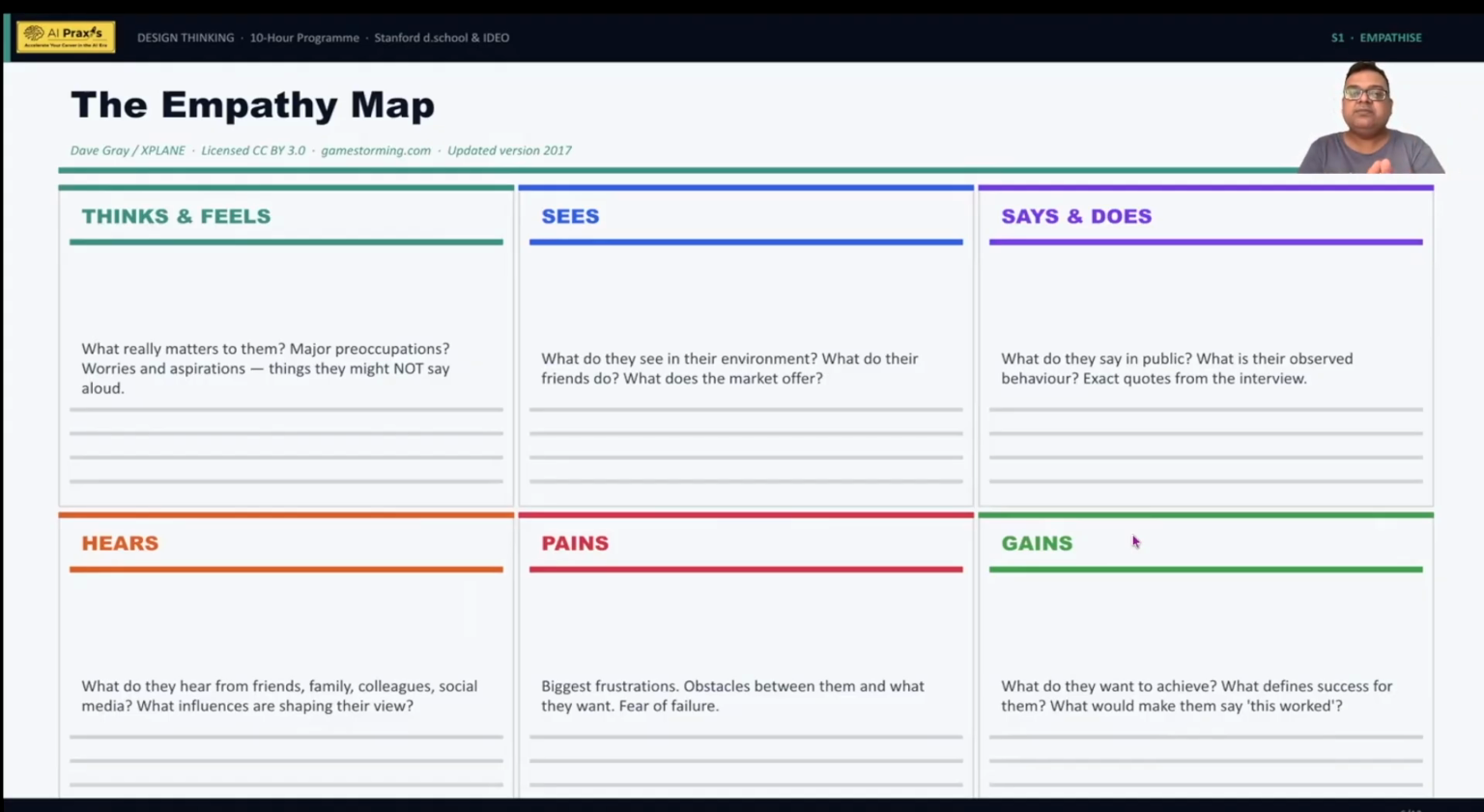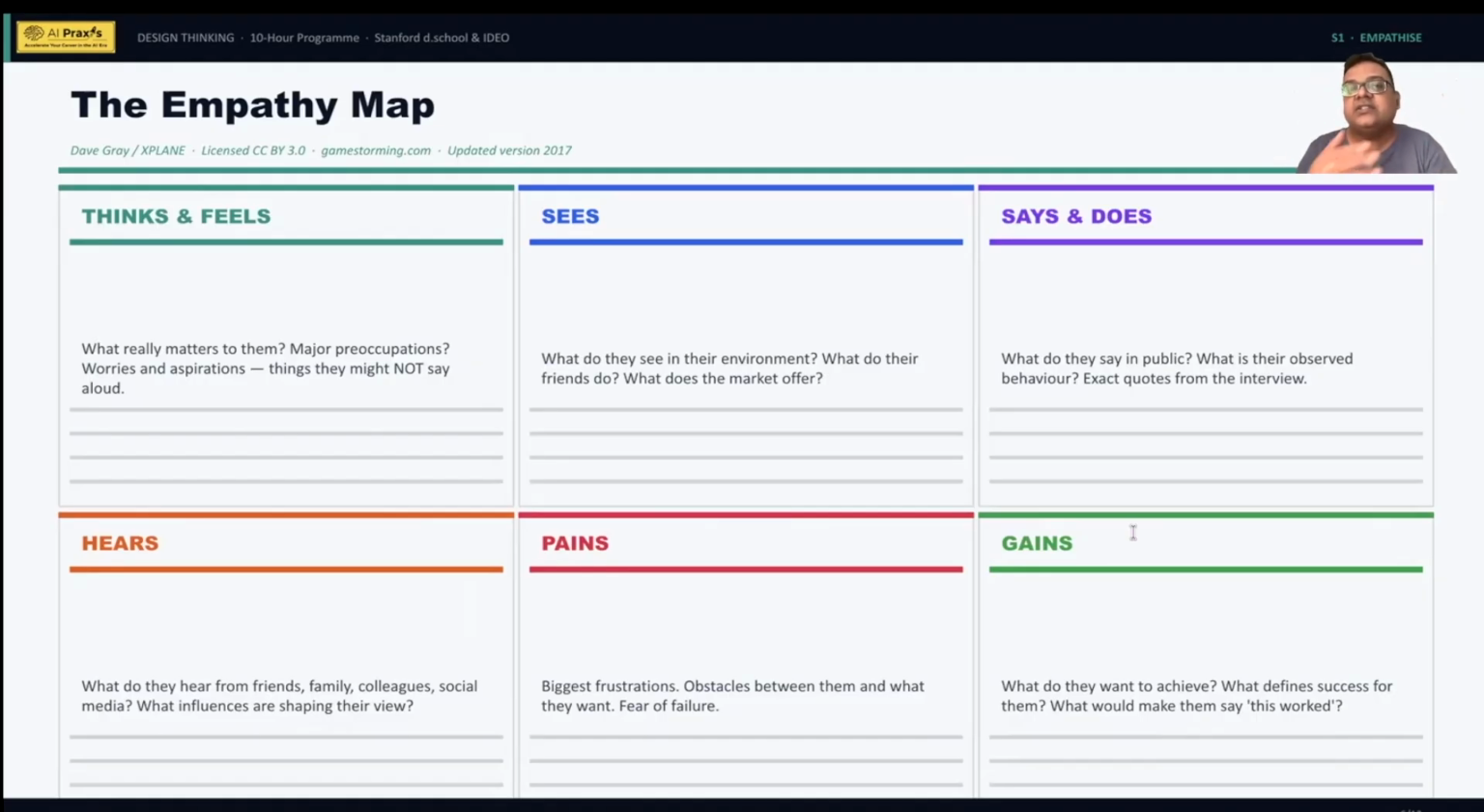The fifth one is pains. What pains them? Now let's identify the user's biggest frustration and what makes their life difficult, what obstacles keep appearing, what are they afraid of, what prevents them from achieving their goal. Notice, pains are more than inconveniences. Sometimes the biggest pain is emotional. It's fear of failure, fear of judgment, fear of wasting money, fear of asking for help. These emotional barriers often become more important than technical ones.